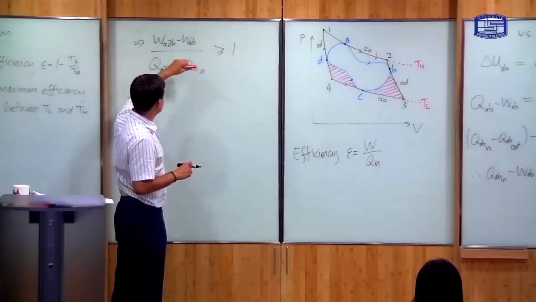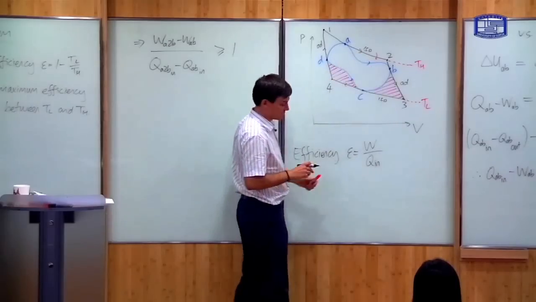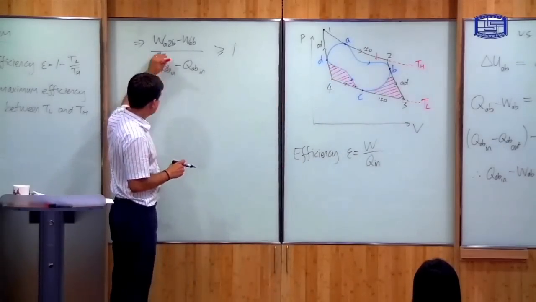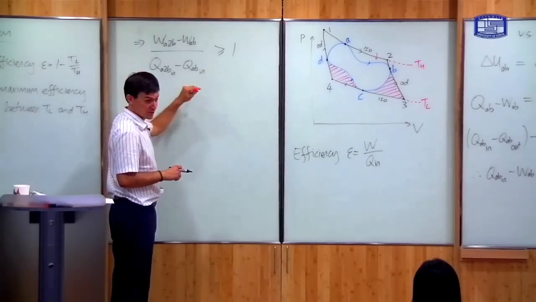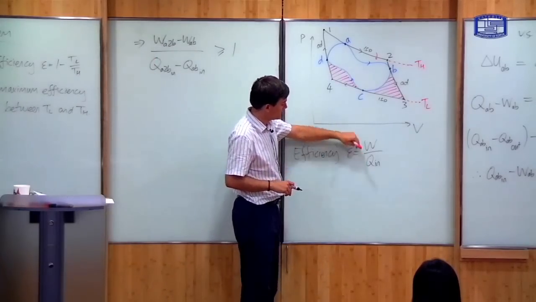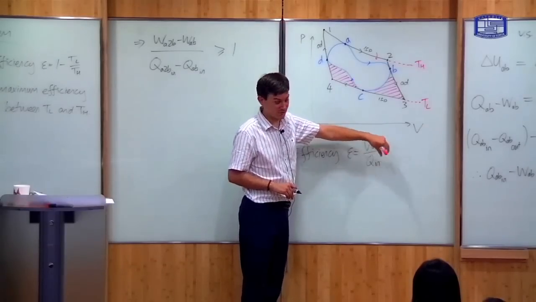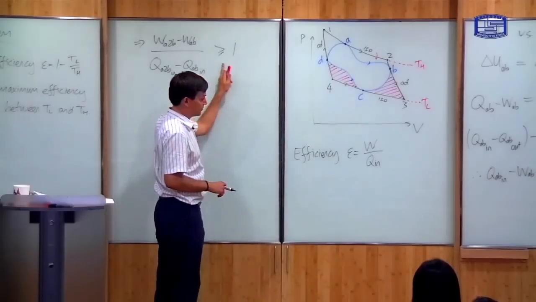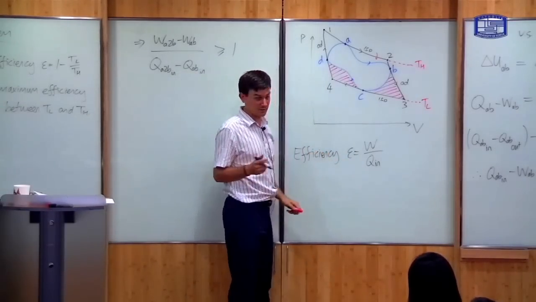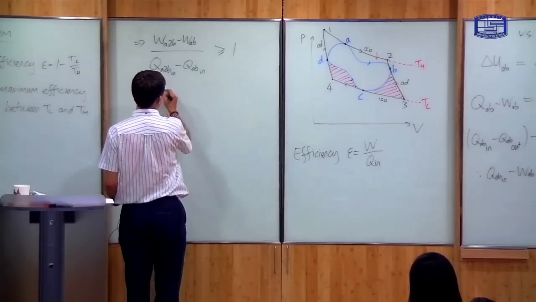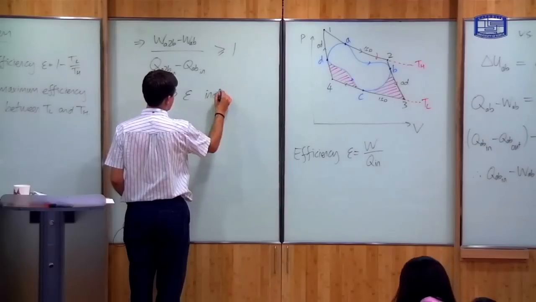What does this mean? This means, again, by replacing the original cycle by the Carnot cycle, we increase the ratio between W and Q. In other words, as the efficiency is defined, we increase the work by a certain amount, and we increase the heat by a certain amount. But the ratio of the two is greater than 1, and again, therefore, this must increase the efficiency of the cycle. So the fact that this is greater than 1 also tells you that the efficiency increases.